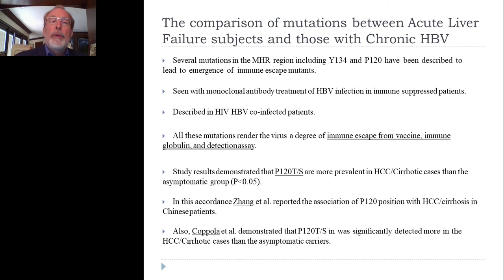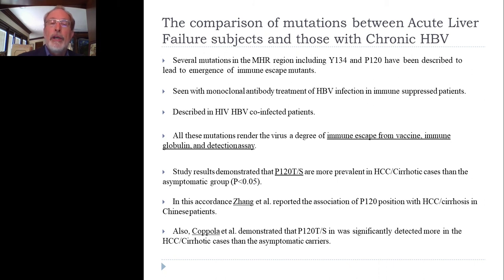I'm now going to walk through some comparisons about mutations between acute liver failure and those with chronic hepatitis B. There are several mutations in this MHR region, including Y134 and P120, that have been described to lead to the emergence of escape mutants. This has been seen also with monoclonal antibody treatment. This is in a special setting of immune suppressed patients after liver transplant. And these immune variants became very replication competent and actually led to liver failure in some patients.